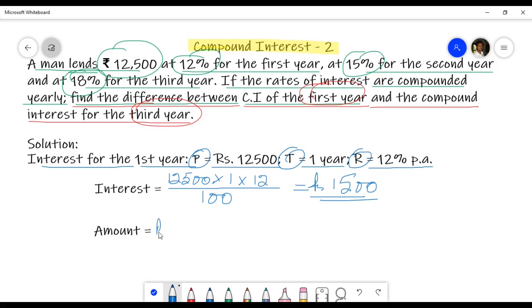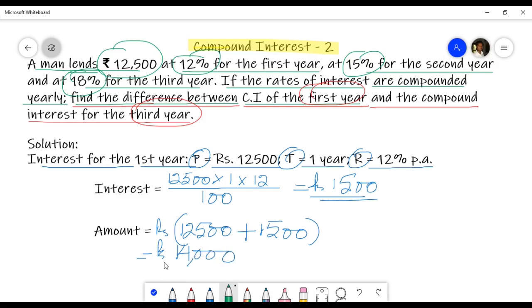Now we have to find the amount. You know the formula for finding amount. It's principal plus interest. We'll just replace the values of principal, that is 12,500, plus interest, that is 1500 rupees that we just found a while ago. And when we add these two values, principal plus interest, we will get the amount as rupees 14,000.